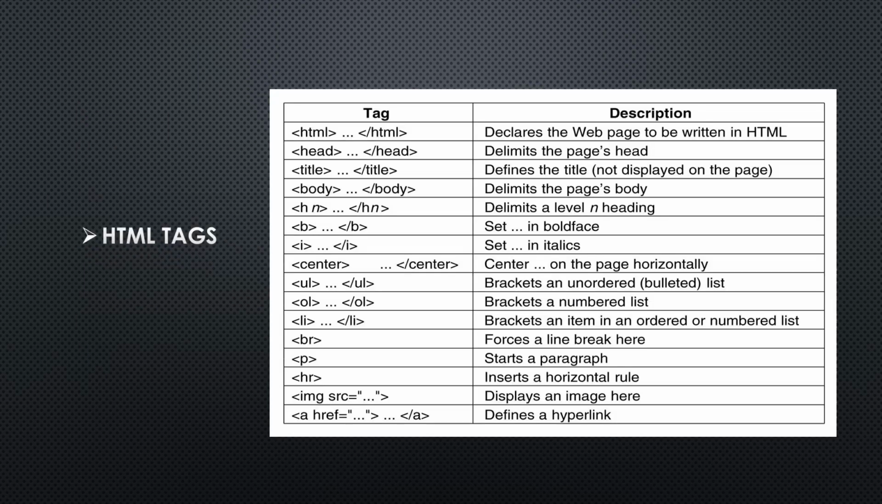HTML tags. There are various types of HTML tags. So going through the HTML tags, we have the HTML tag, which declares the web page to be written in HTML. And the head tag delimits the page head. The title defines the title and the body tag delimits the page body. The Hn tag delimits a level n heading, and the B tag sets text in boldface and the I tag sets it in italics.